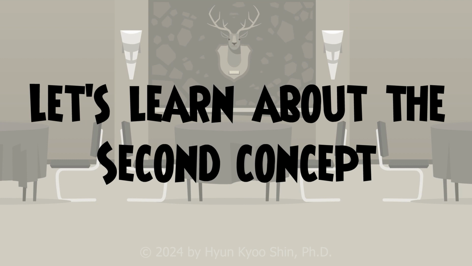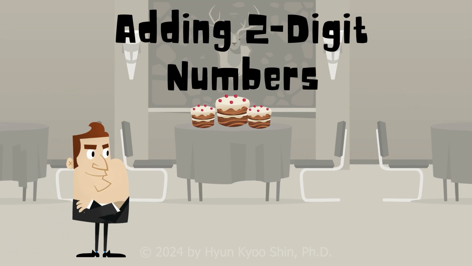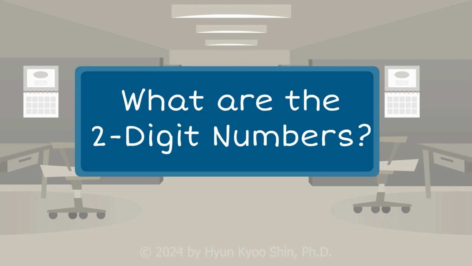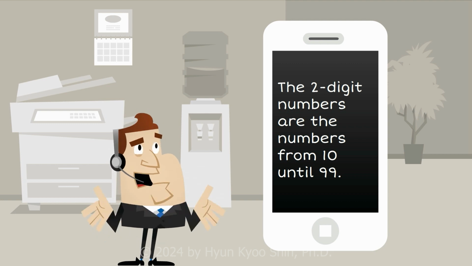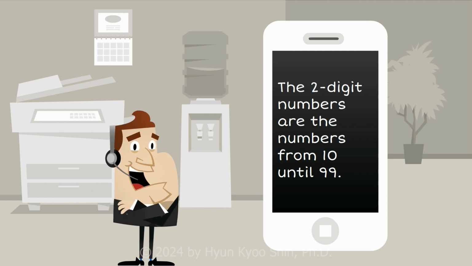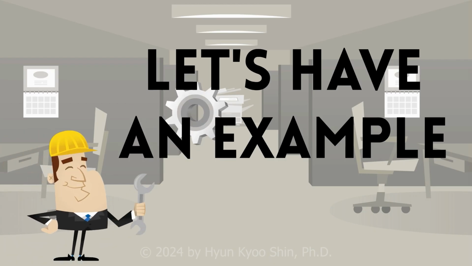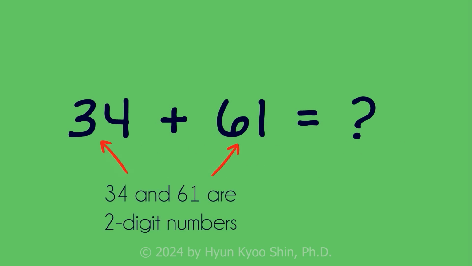Let's learn about the second concept. Adding two-digit numbers. What are the two-digit numbers? The two-digit numbers are the numbers from 10 until 99. Let's have an example. 34 plus 61 is equal to... 34 and 61 are two-digit numbers.